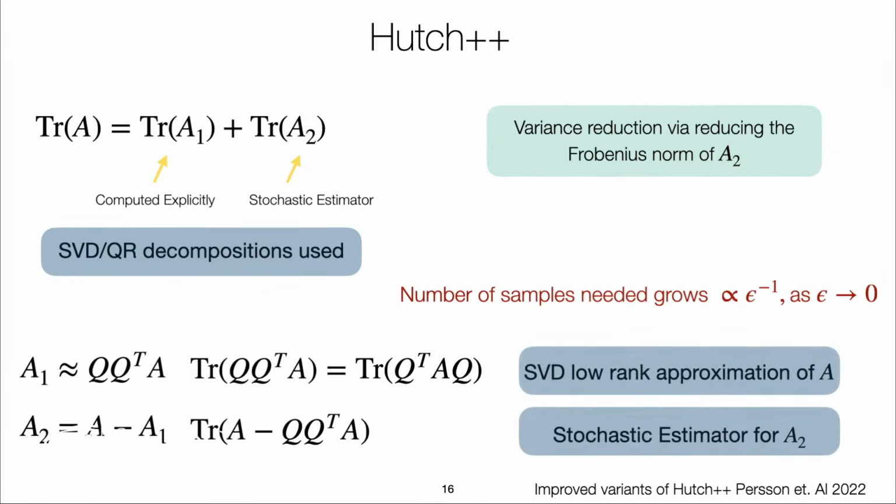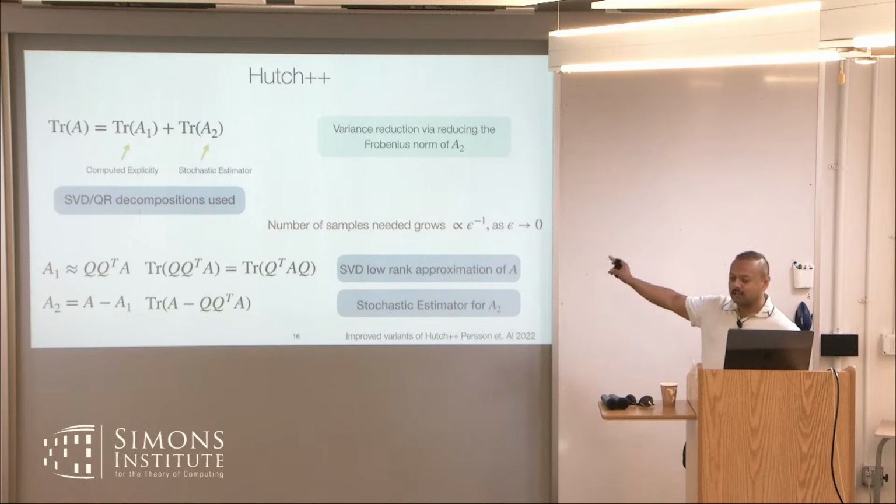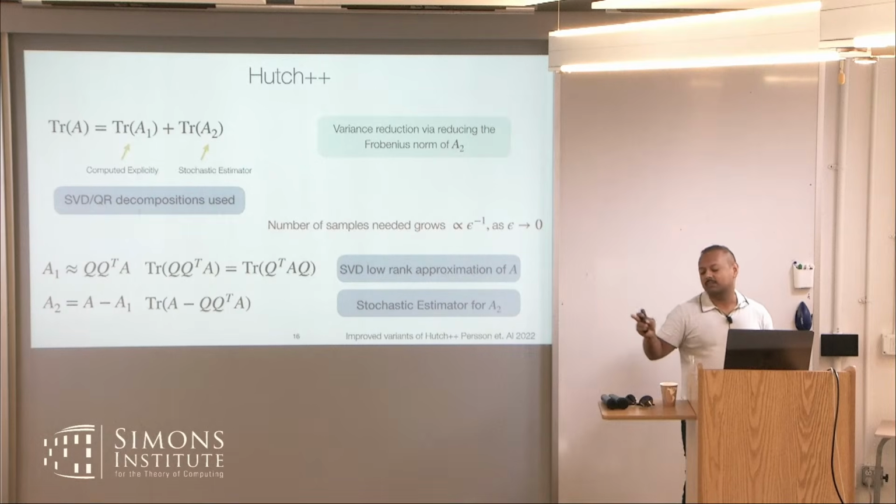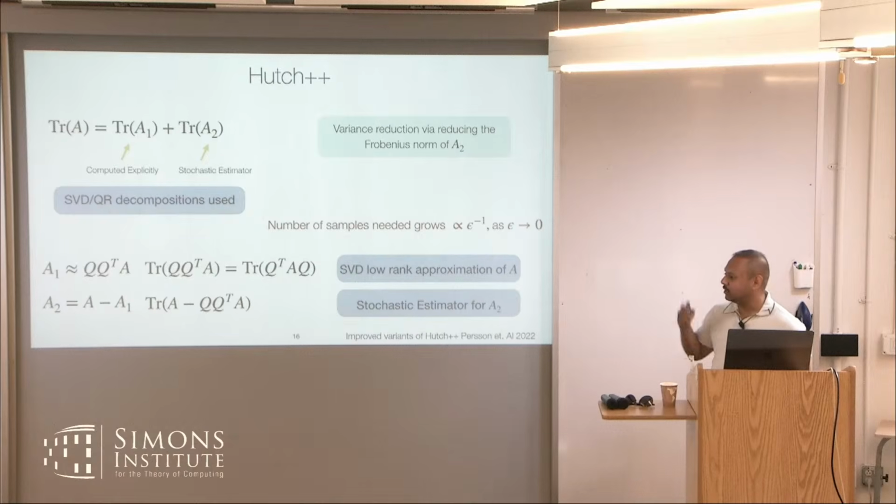The idea here is that if A1 is an SVD low-rank approximation, I can compute this easily. And I will only push the hard part to a stochastic estimation of A2, which might be much better behaved. And you can show that if you do this for some types of matrices A, the number of random probes you need goes from epsilon to the minus 2 to epsilon to the minus 1.